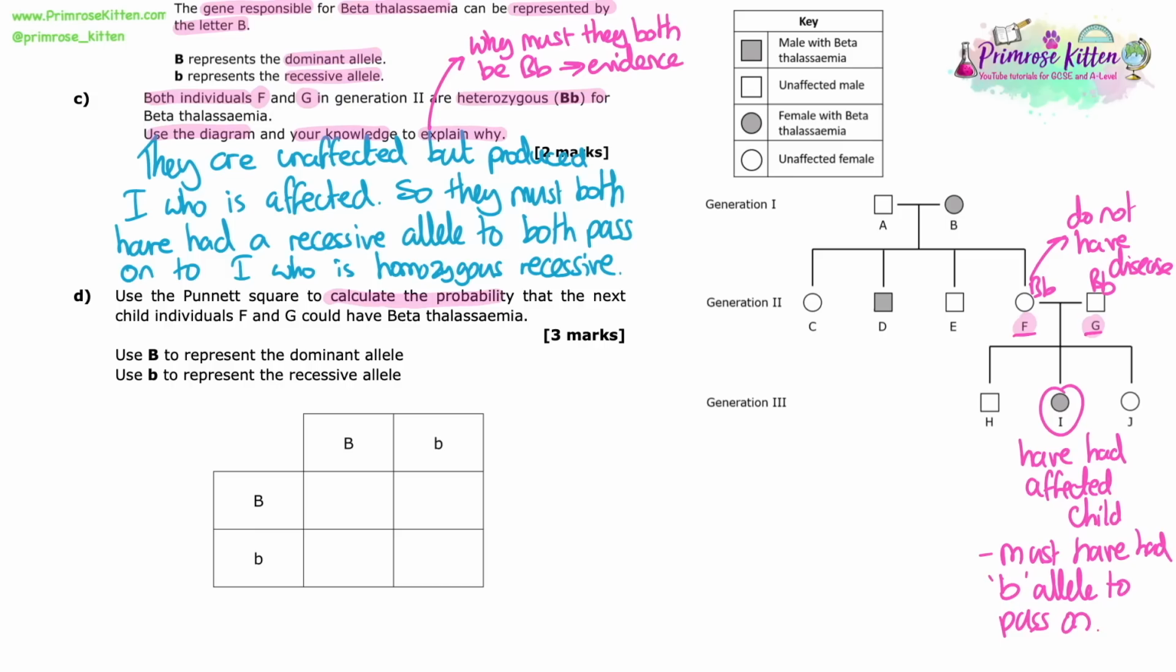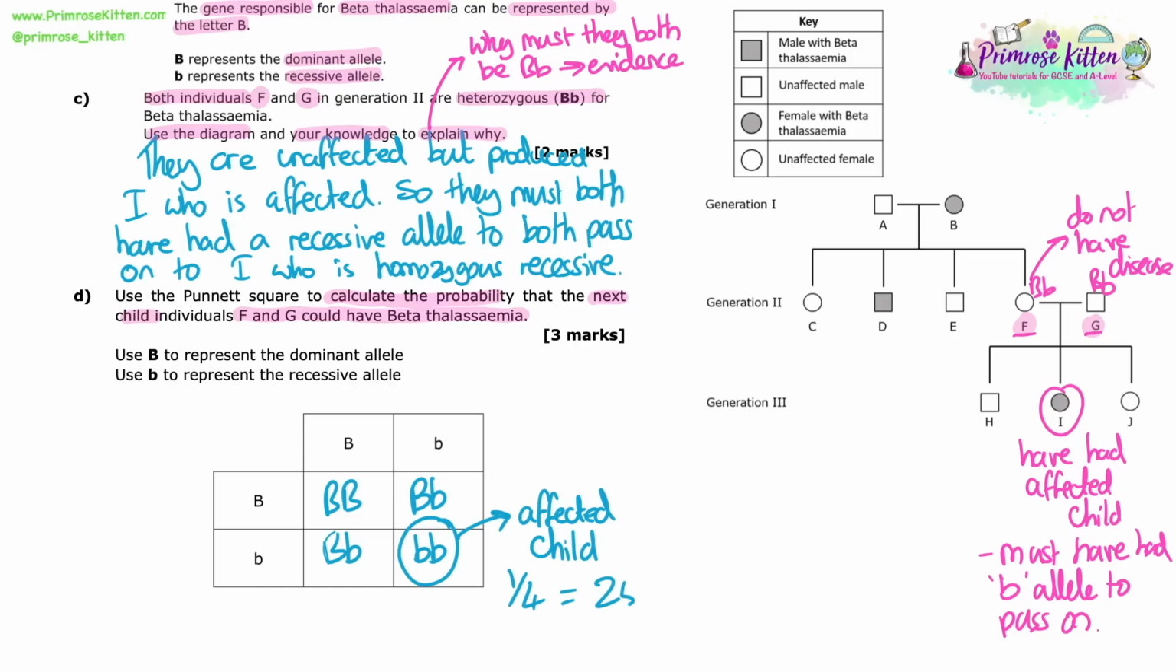Use the Punnett square to calculate the probability that the next child of individuals F and G could have beta thalassemia. Use capital B to represent the dominant allele and use lowercase b to represent the recessive allele. And they filled in the parental genotypes for us. And then we fill it in as normal. So one square with two capital B's, two squares that have capital B and lowercase b, and then one square with two lowercase b's. So that then needs to be circled to show that we understand that that genotype would produce an affected child.